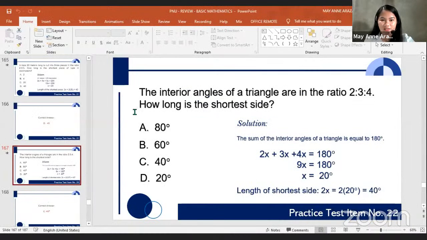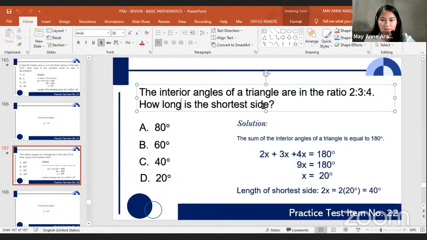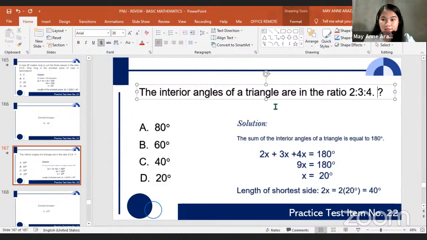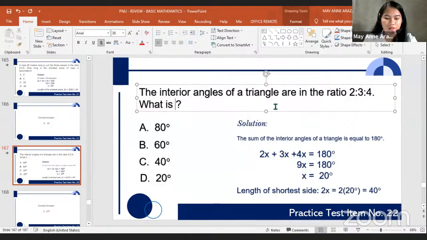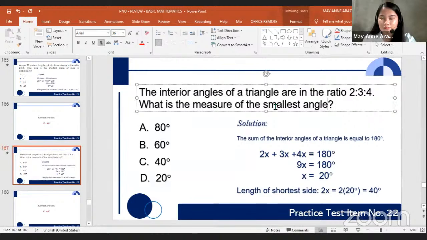Let me just change this. Okay, what is the measure of the smallest angle? Okay, let us proceed to the next question.